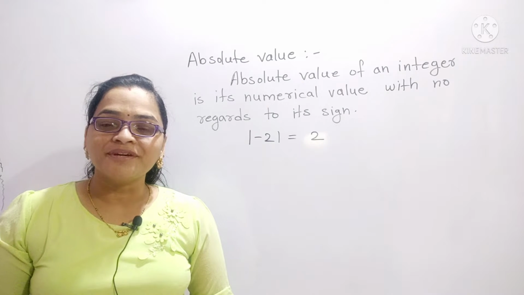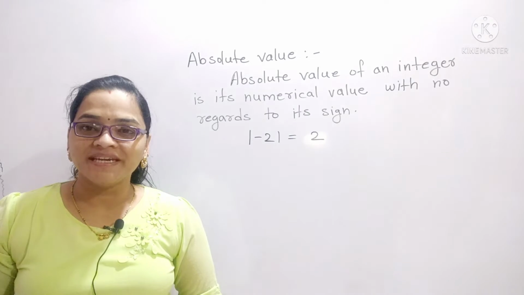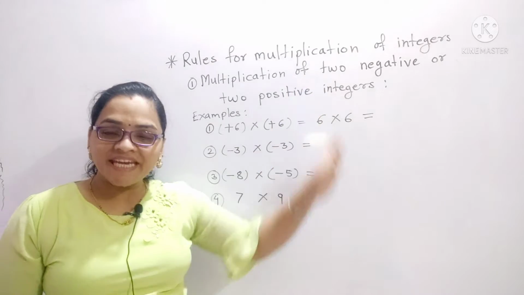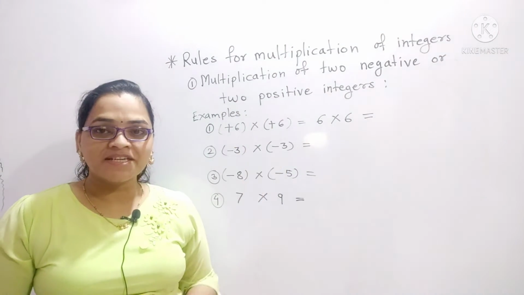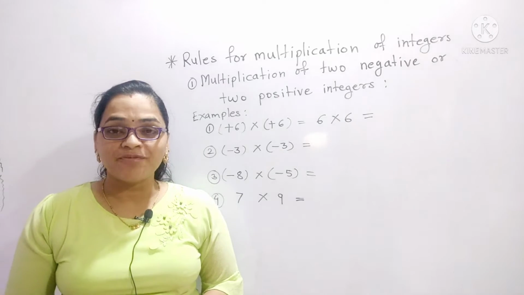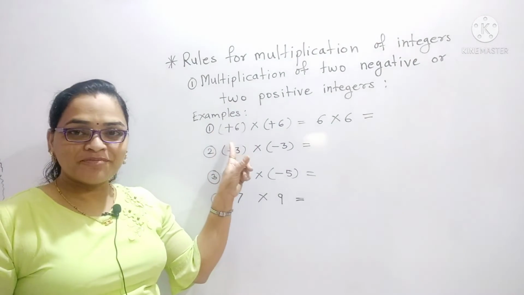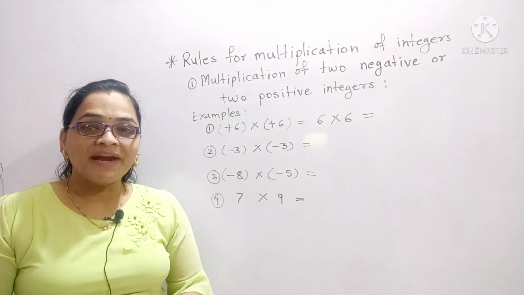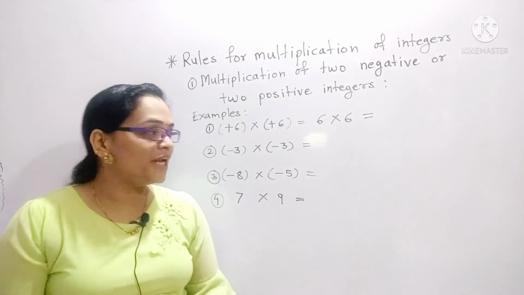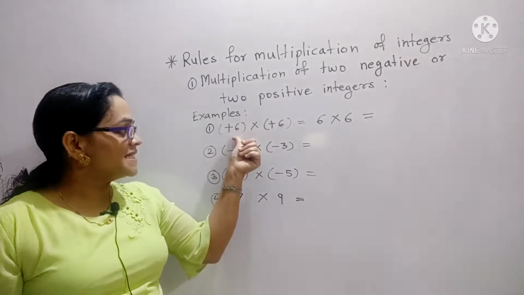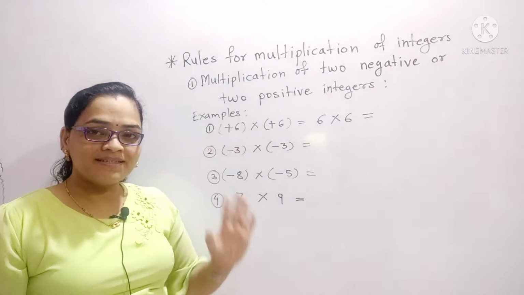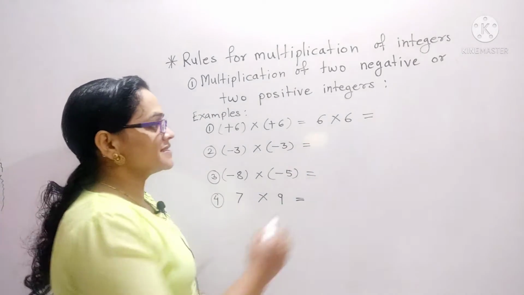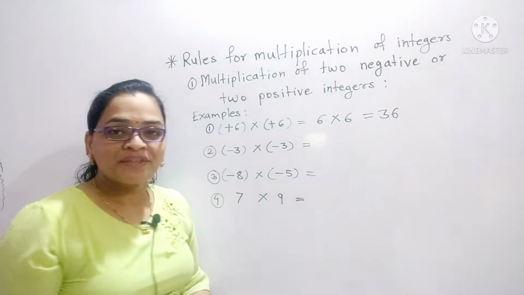Okay. Now we are going to discuss rules for multiplication of integers. What is the first rule? See, multiplication of two negative or two positive integers means same sign is there for the integers. Then see, first example, +6 into +6. Then what we have to do? Find the product of the absolute values of the given integers. 6 means plus sign is here. Its absolute value is 6 into 6. 6 6s are 36, the product of the given integers.